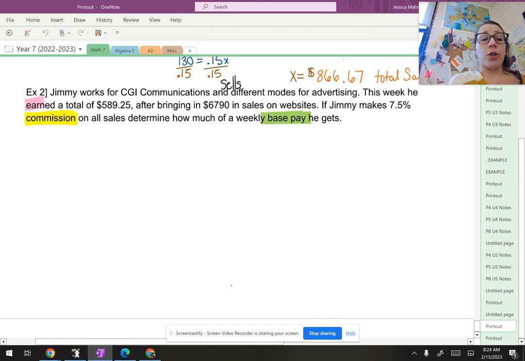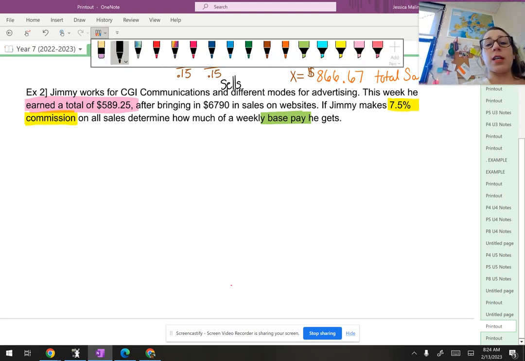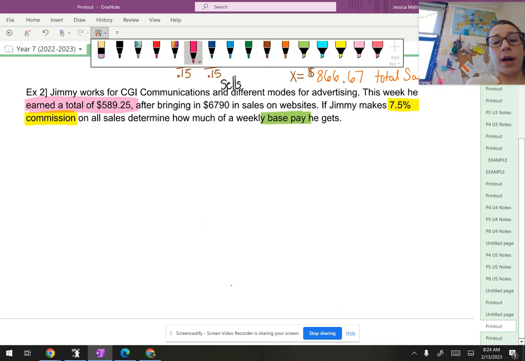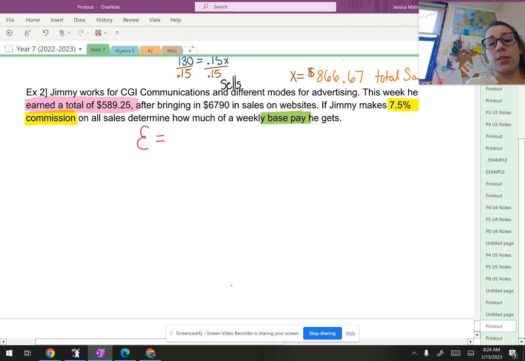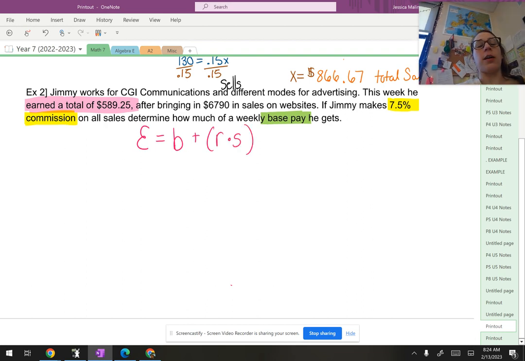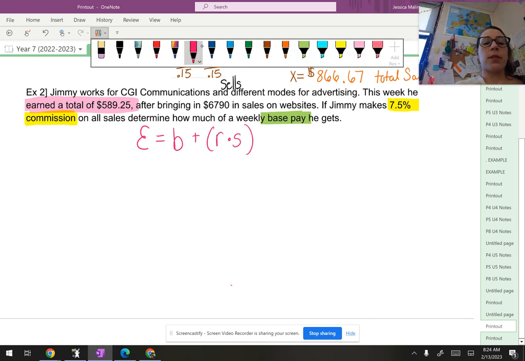We're talking about earnings, a total. He earned a total of that much. We have that official commission rate. So all those things, keywords telling us that we want earnings is equal to the base pay plus rate times your total sales in parentheses.